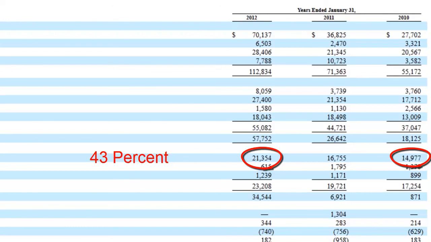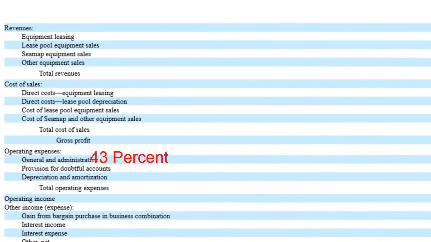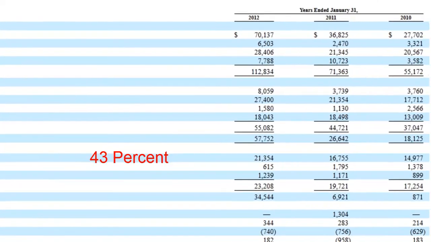This represents an increase of 43%, which could be seen as a lot, but this number alone doesn't tell you much. When you look at revenues, we see that during the same period they increased from 55.1 million to 112.8 million. This is more than 100% increase. So you have a situation where general and administrative expenses increased 43%, while revenues increased more than 100%.